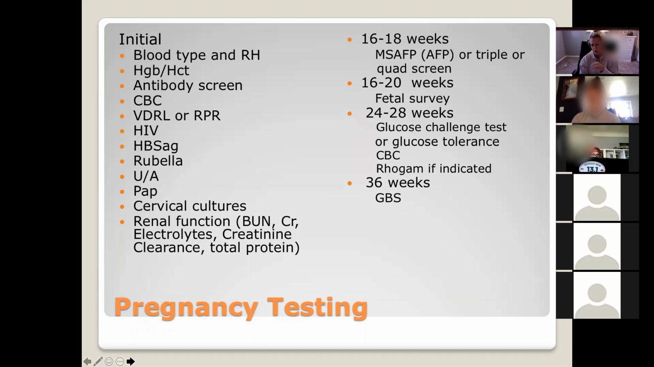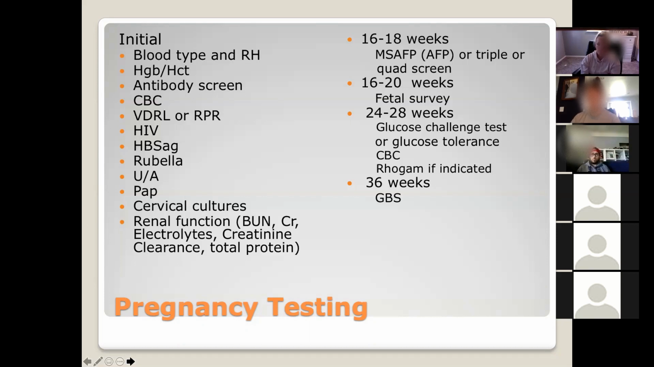The triple and quad screens, the more testing is done, it looks for different markers, so more chromosomal abnormalities. So the quad screen just tests for four of them instead of three, like the triple, and that type of thing. But it's all testing for the same thing.